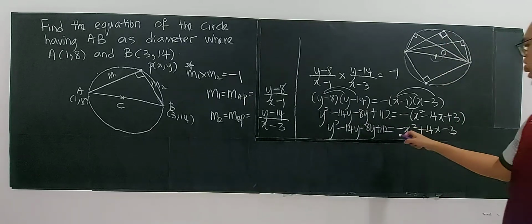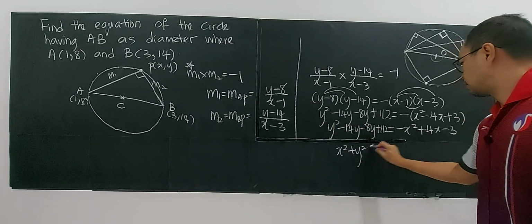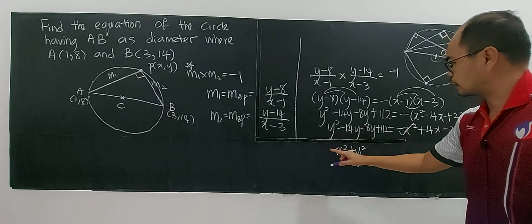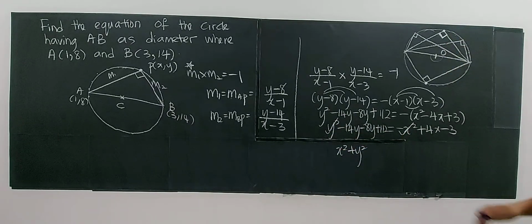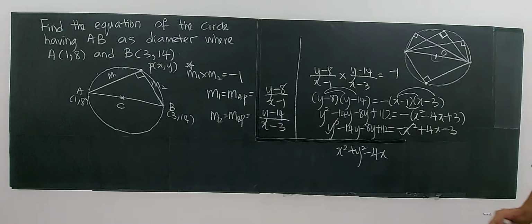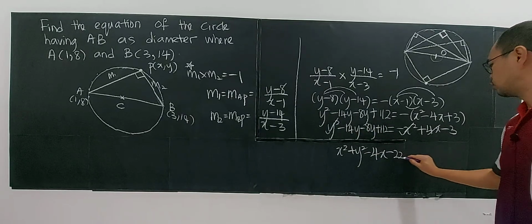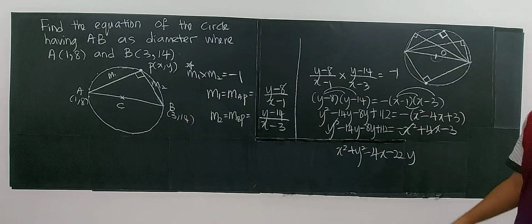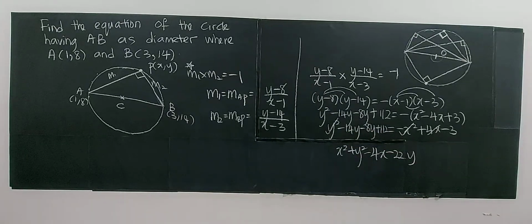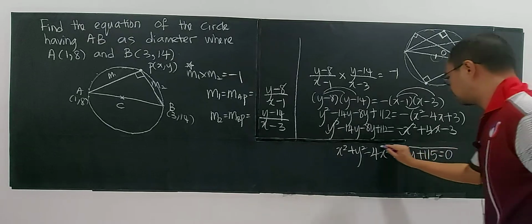Now I bring this over to that side, so it becomes x squared plus y squared, positive x squared, positive y squared, followed by the positive 4x brought over, which becomes negative 4x. Then you have negative 22y, and 112 plus 3, which is 115. So plus 115 equals 0.